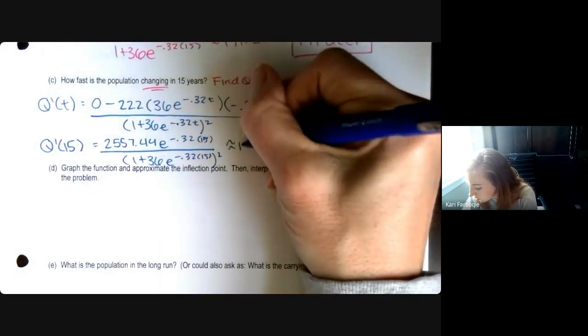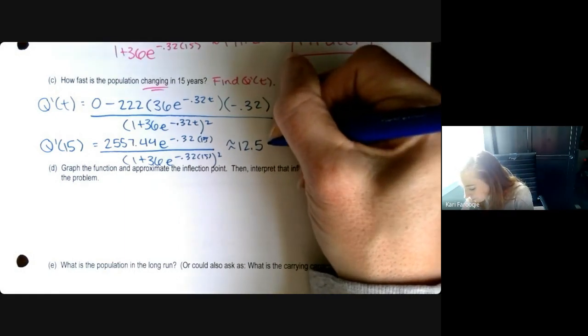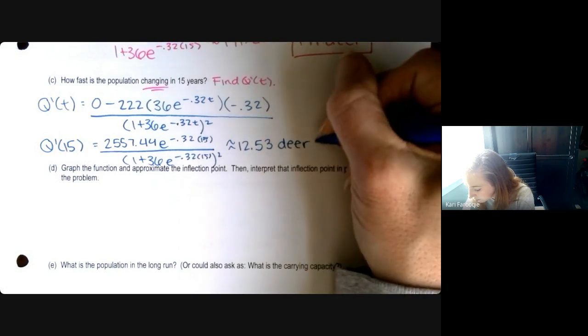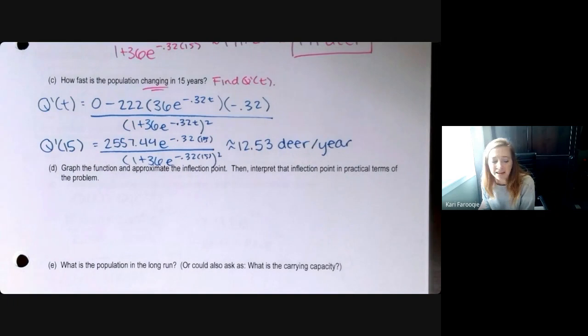I get 12.53 deer per year. Since it's deer, if this is on WebAssign, they might give you instructions to round up or round down to the nearest deer. I don't know. I'm just going to leave mine.